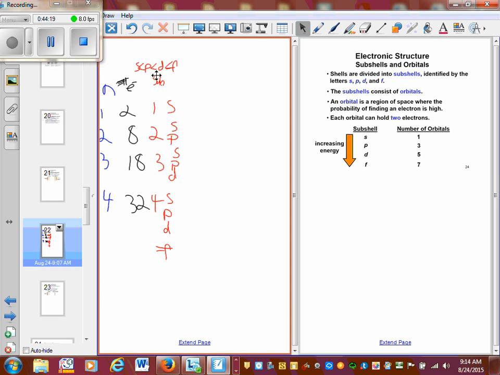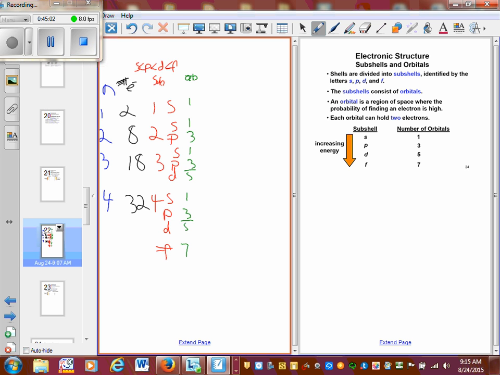So, if we look at the number of orbitals, subshell S has 1 orbital. So we have 1 here. This one has 1. P has 3. Here we have S has 1. P has 3. D has 5. Here we have S is 1, P 3, D 5, F 7. Each orbital can hold a maximum of 2 electrons.